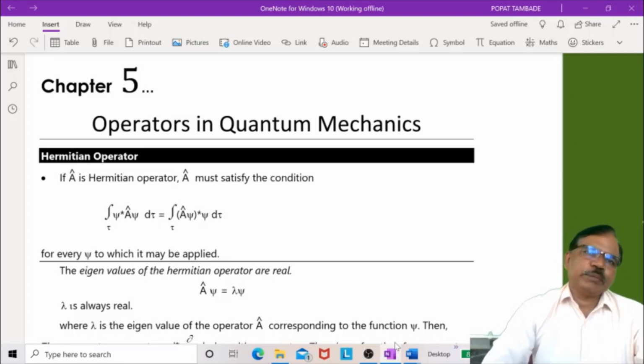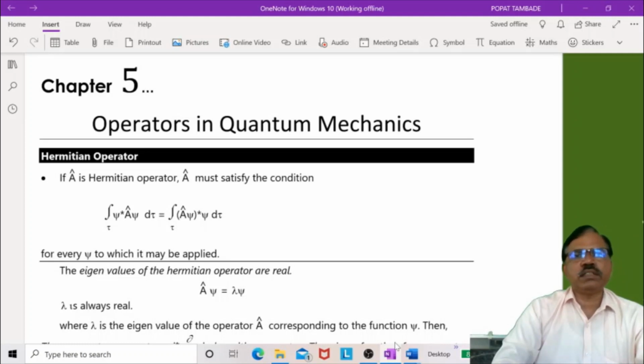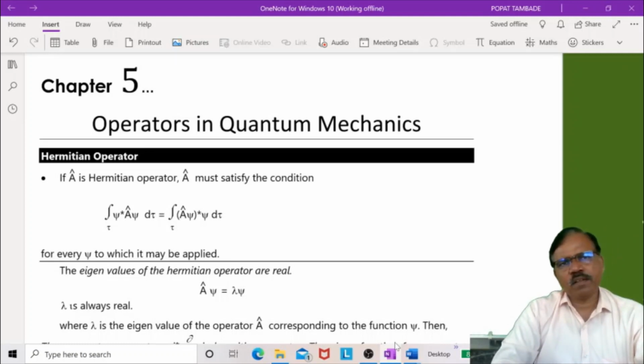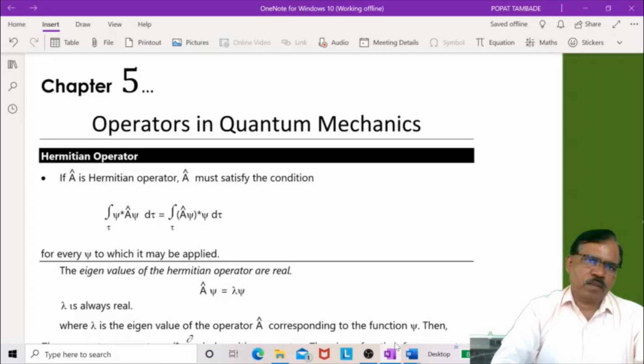Hello students, welcome to the video lecture on multiple choice questions in quantum mechanics. In this video lecture, I am going to discuss multiple choice questions on operators in quantum mechanics. Here we are going to consider some basic operators in quantum mechanics. So let us see a brief summary of this.